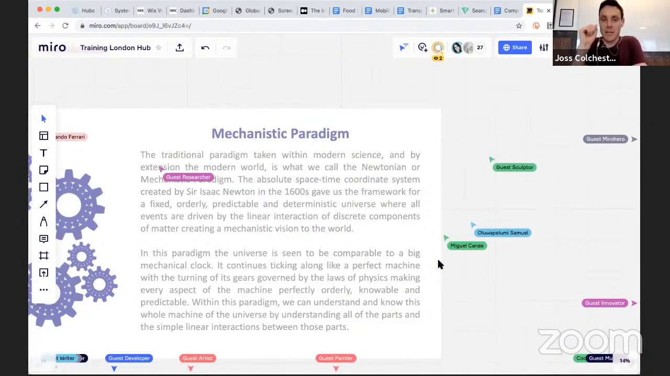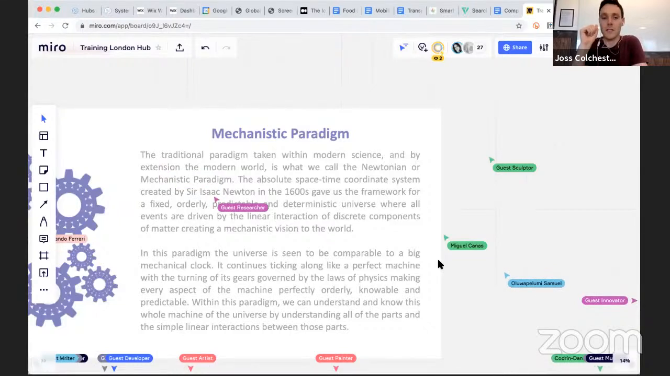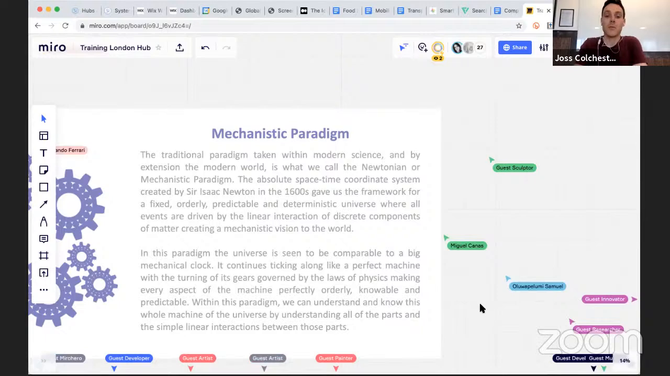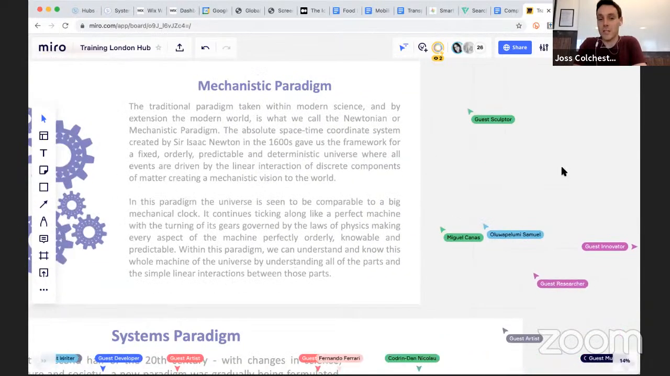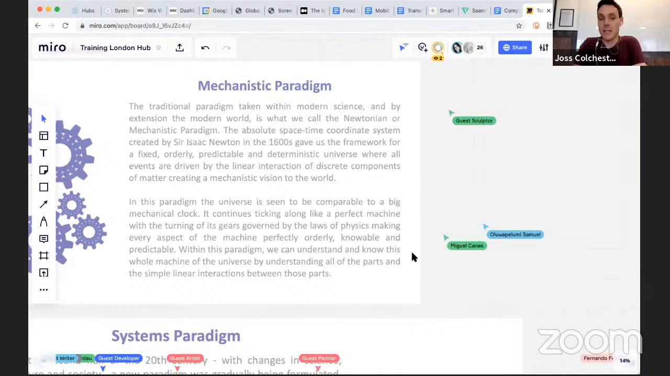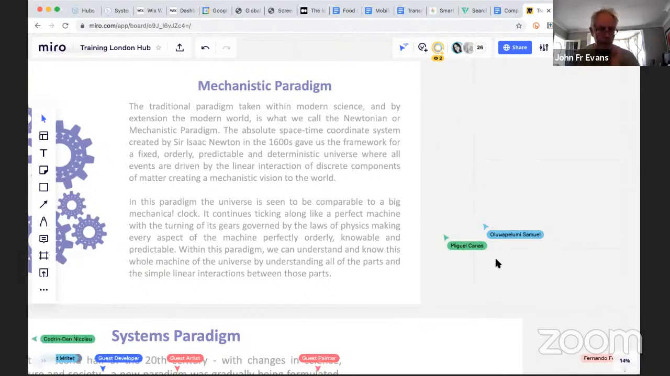And it continues ticking along like a perfect machine with the turning of its gears, governed by the laws of physics, making every aspect of the machine perfectly orderly, knowable, and predictable. Within this paradigm, we can understand and know this whole machine of the universe by understanding all of the parts and their simple linear interactions.